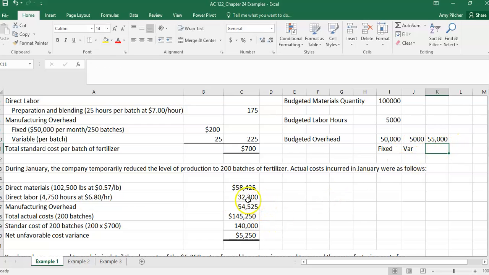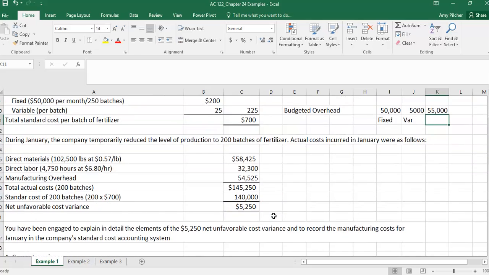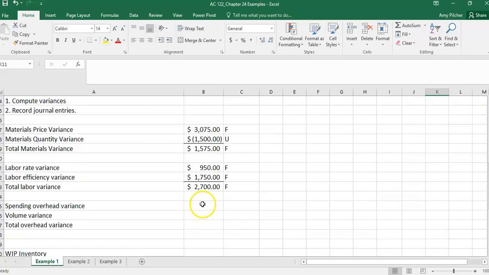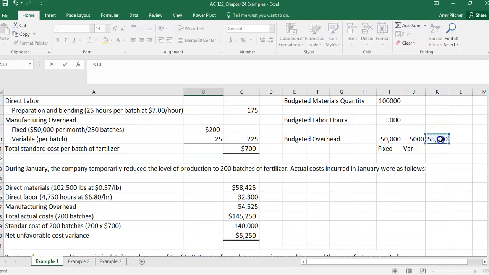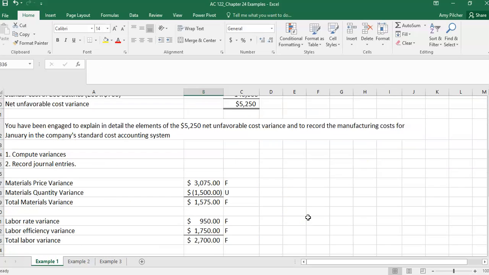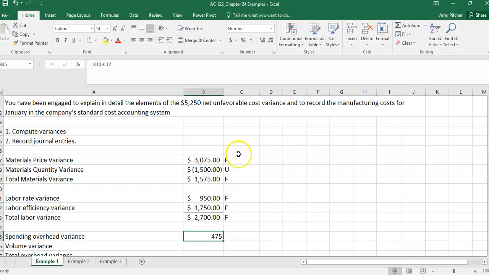Our actual overhead spending was 54,525. So our overhead spending variance is 55,000 minus 54,525, or $475. We spent less than we budgeted, so that is a favorable variance.